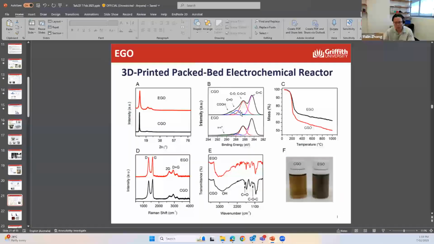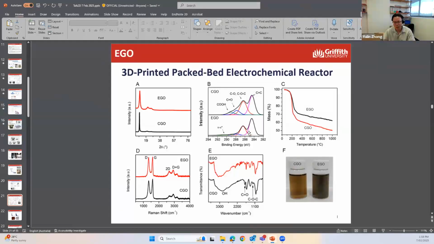Yeah, I think from the XPS, you can see from Hummers GO, you get quite a lot of carboxylic acid. And for our case, not much. It's mostly alcohol, epoxy. And carboxylic acid has to do with defects, because they are all on the sites, on the pores, on the holes. That's where you find the carboxylic acid. So probably for EGO, there are fewer hole defects.